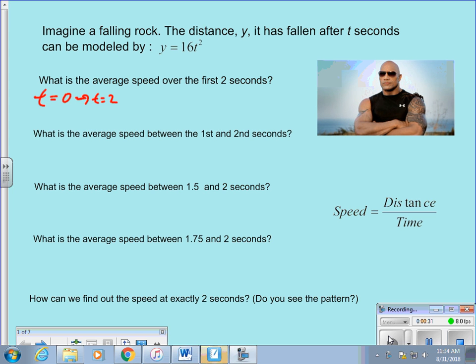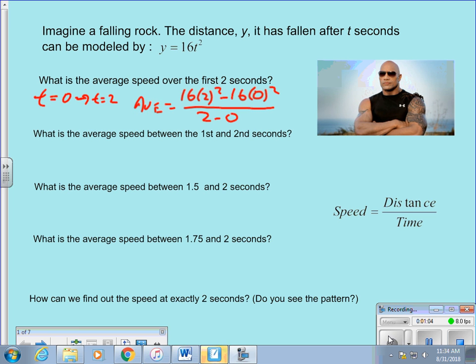Okay, that would be that. Find the average. So the average speed would be 16 times 2 squared minus 16 times 0 squared over 2 minus 0. Right? That would be the average speed. You're going from this point to that point. What's the average between the two of them? What's your average slope between the two?